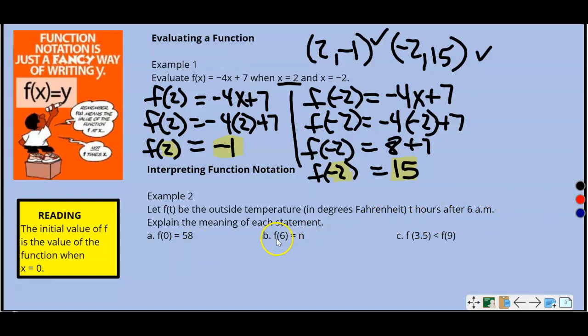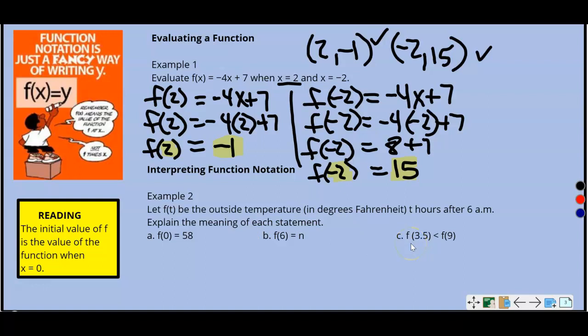All right, so f of 6 equals n. Explain the meaning of this. 6 hours after 6 a.m. would be 12 noon, since 6 plus 6 is 12. So at noon, the temperature will be n degrees Fahrenheit. It just gives us a variable here, and that's okay. It just says explain the meaning. So f of 6 equals n: at 12 noon, it is n degrees Fahrenheit.